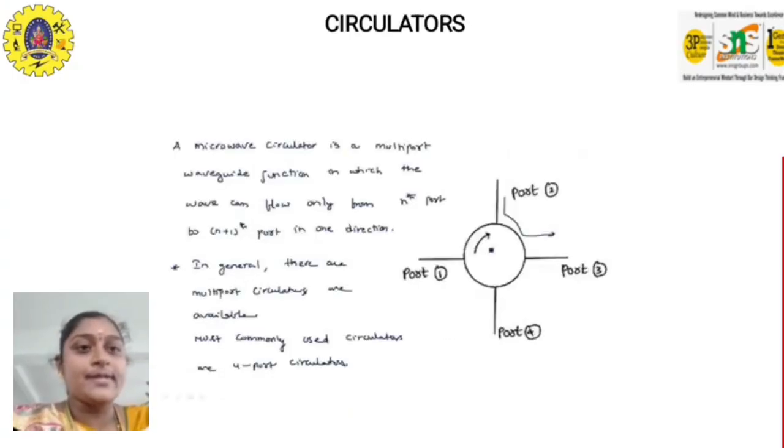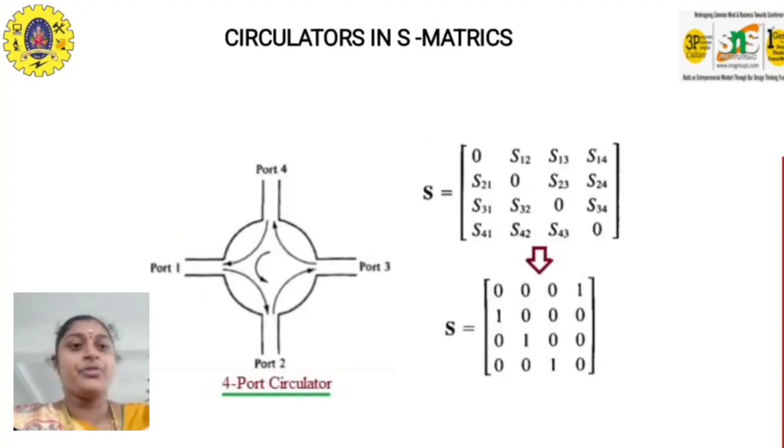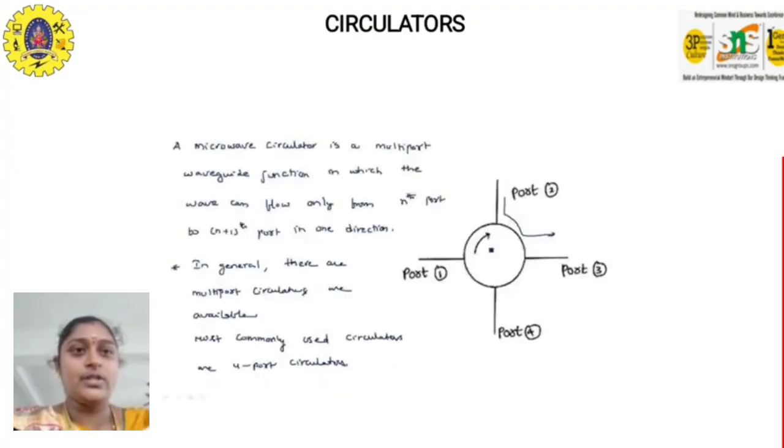The microwave circulator is a multi-port waveguide junction in which a wave can flow only from the nth port to the (n+1)th port, in one direction. In general, multiple types of circulators are available. The most commonly used is the 4-port circulator, which we mainly use in microwave devices. It is used only in the clockwise direction, not in the anti-clockwise direction. So this is a 4-port circulator, and this is the S matrix representation of the 4-port circulator.